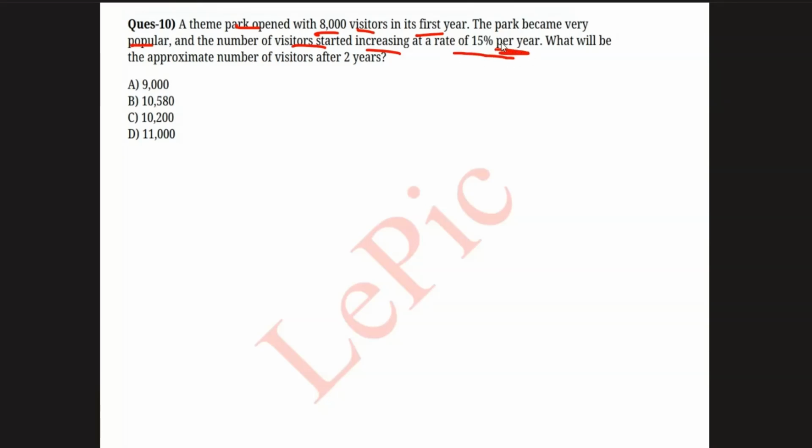Remember this, per year, which means they are increasing at a rate of 15% per year. So let's say you have two toffees on Saturday, and it is increasing at the rate of 2%, which means first it is 2, then it will be 4, then 2% of 4 will be added the next day. So you have to apply the concept of successive increment.